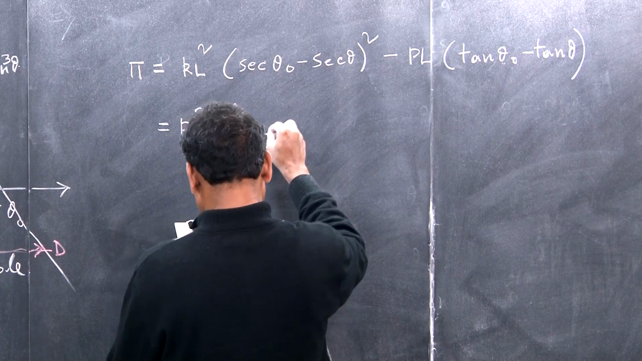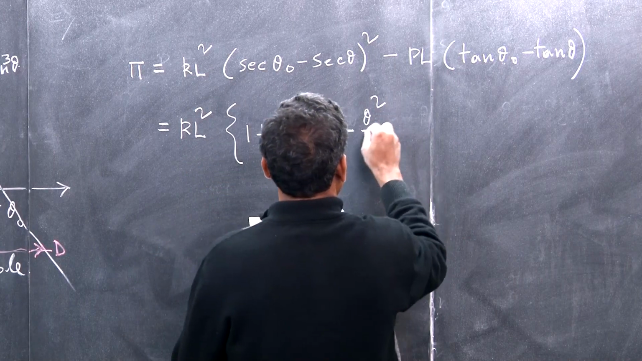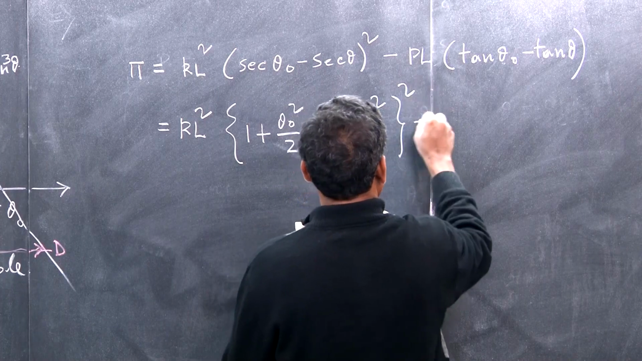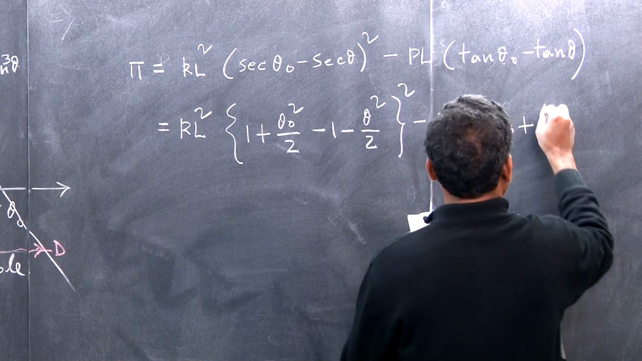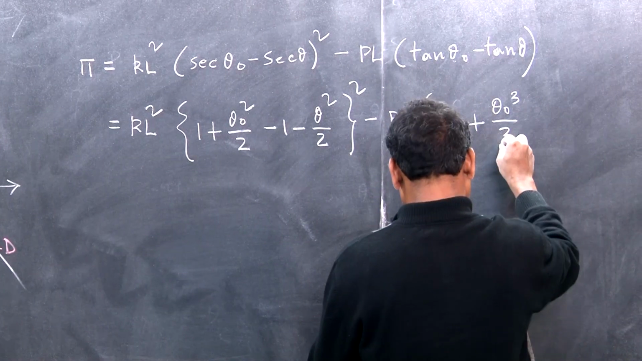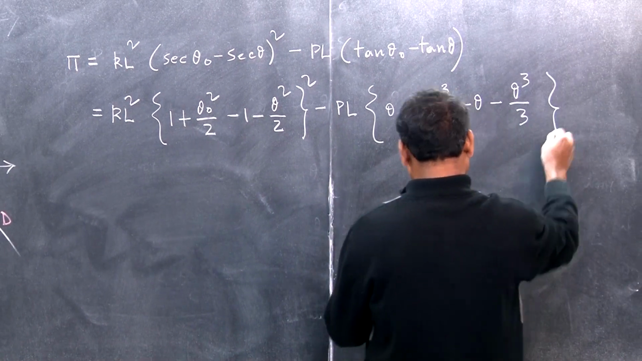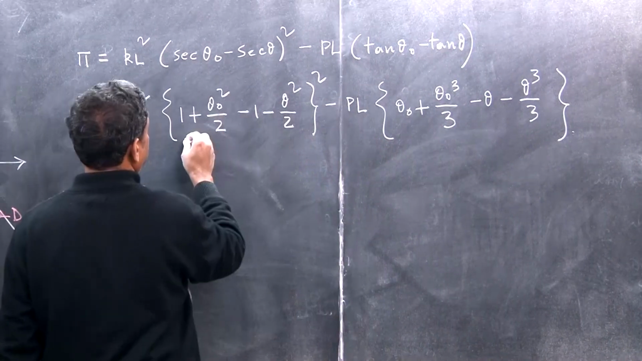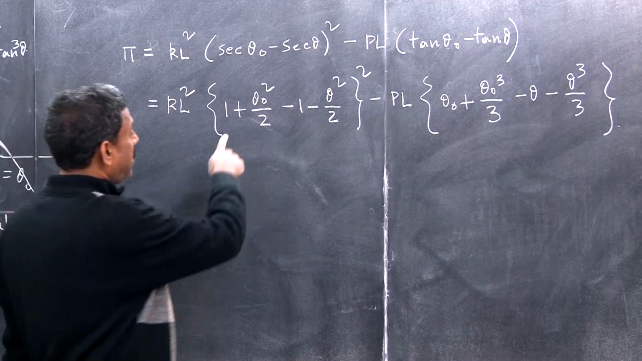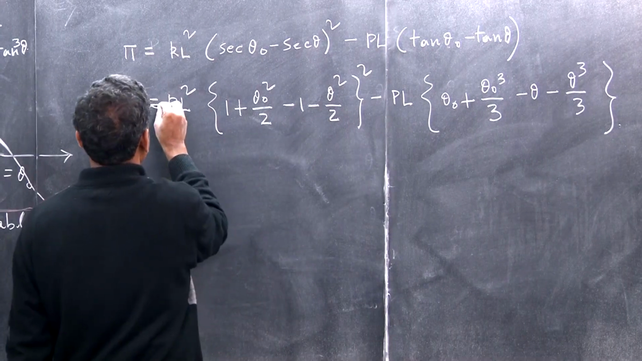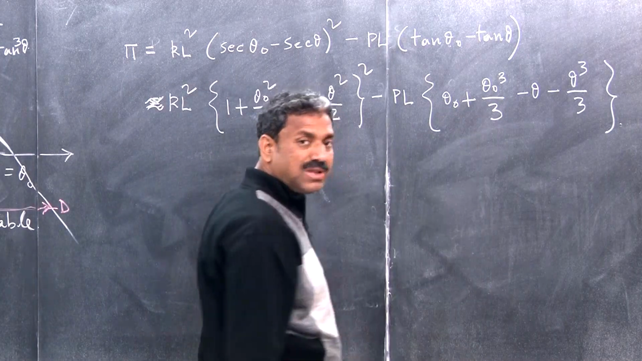(1 plus theta 0 square by 2 minus 1 minus theta square by 2) square, minus P L (theta 0 plus theta 0 cube by 3 minus theta minus theta cube upon 3). Please note that I am neglecting the quartic term, only the quadratic term. So it is approximate, it is not exactly equal, and for the tangent function I am only including the cubic term.